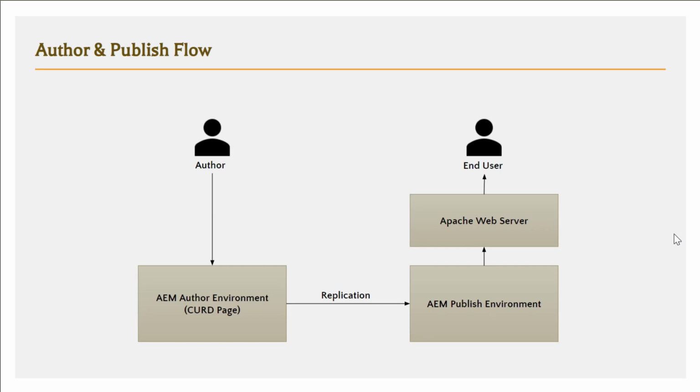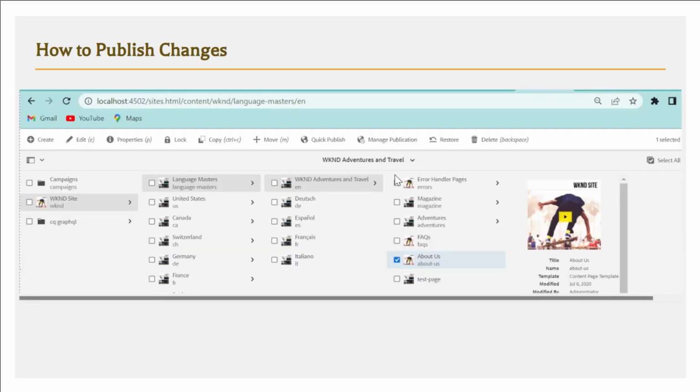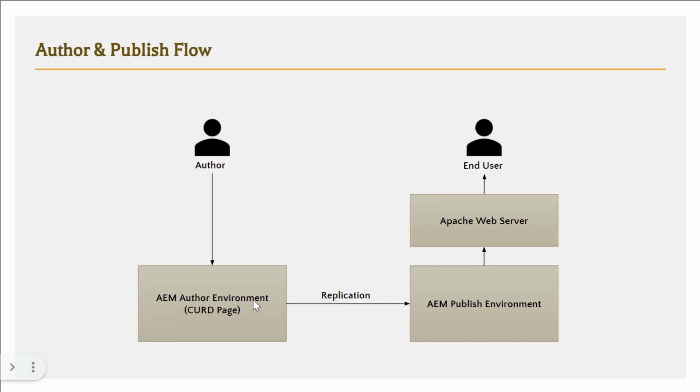So how do we publish it? This is how the page looks. You go to sites.html and navigate to the path by clicking through, and select the page which you have just edited and want to publish. Once selected, you click on the Quick Publish button, and then the replication agents get triggered.